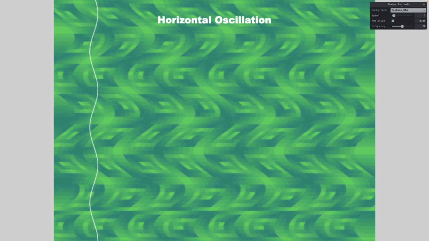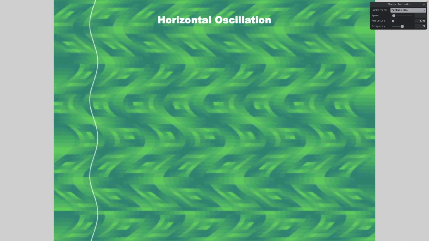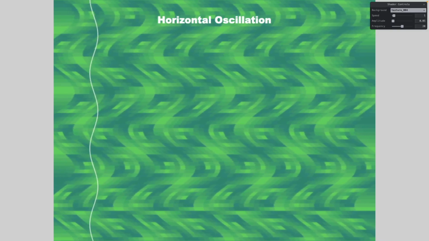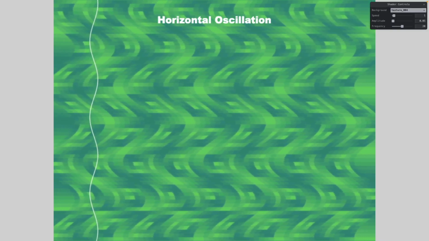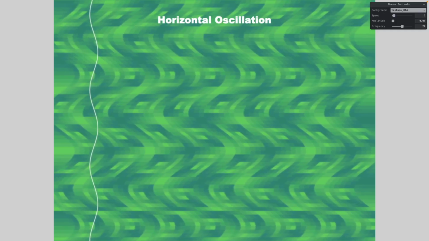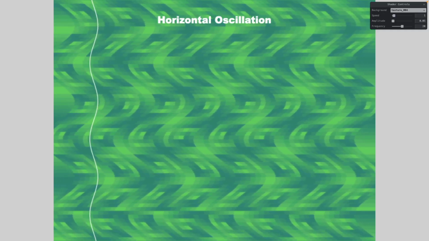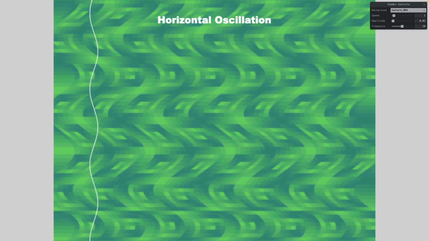Hey everyone, in our last video, we broke down how the horizontal oscillation shader works in raw WebGL, how a sine wave pushes pixels left and right to create that smooth, wavy distortion you've seen in classic EarthBound battle backgrounds. If you missed that one, check it out first, the link's in the description.